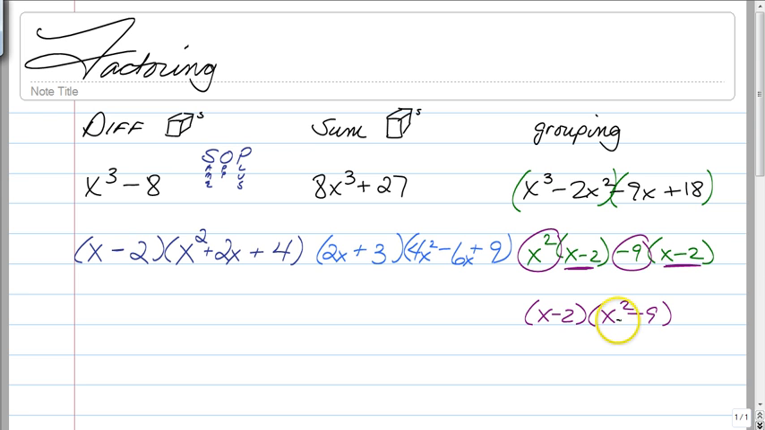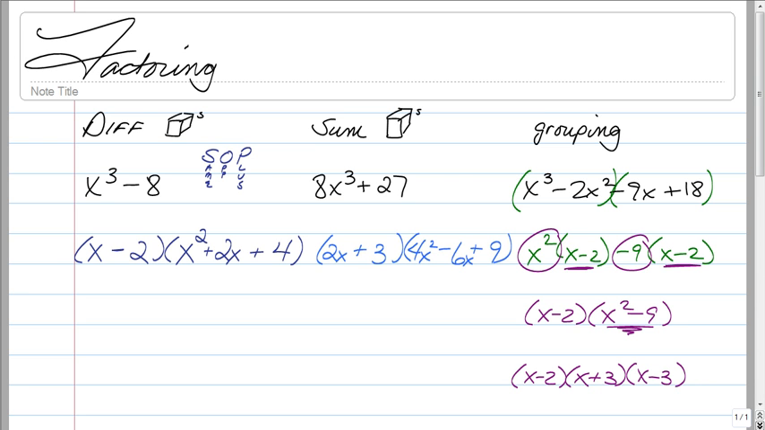But now with grouping, sometimes you need to look out for something like this. That says x squared minus 9, which means that is the difference of 2 squares. So that can continue to be factored. So your final answer for this problem is x minus 2, x plus 3, and x minus 3, again because x squared minus 9 is the difference of 2 squares.